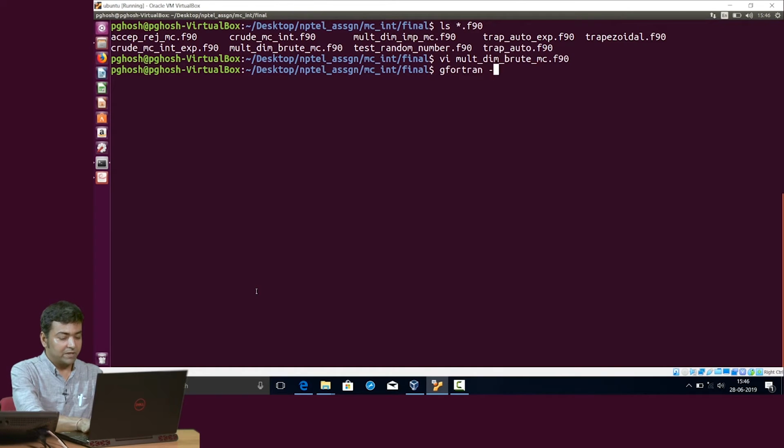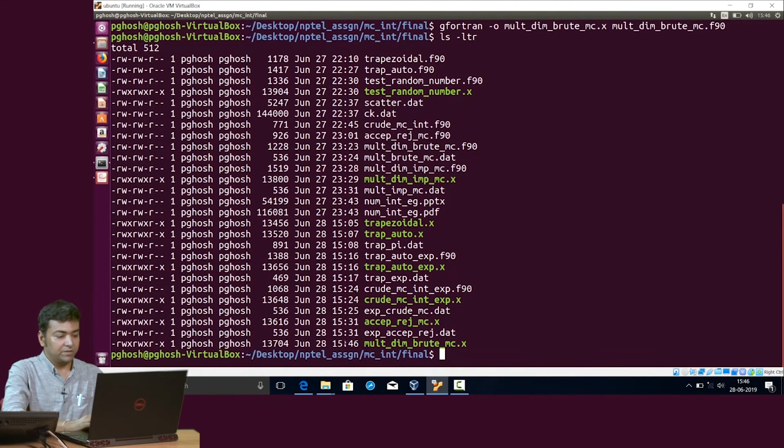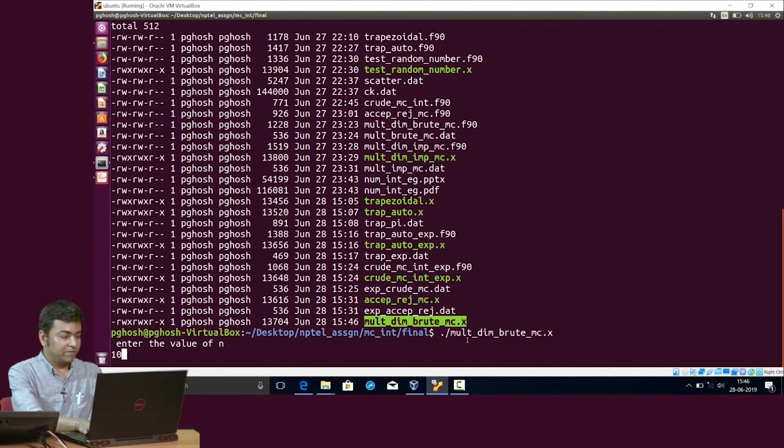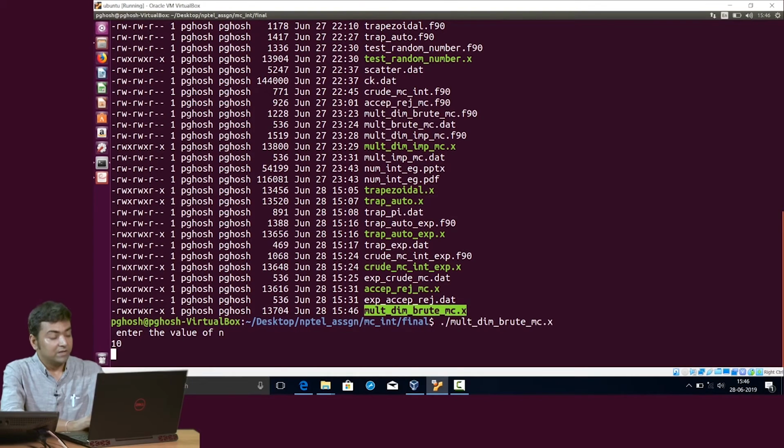So, I compile it as before, with the file multi-dimensional brute dot f90. If I compile it, then this is the executable that has been produced here, you can see. Then I run it. It asks for a value of n. I start with a ridiculously small value, though it is meaningless, but let us start with that. And so, the code is now doing the calculations.